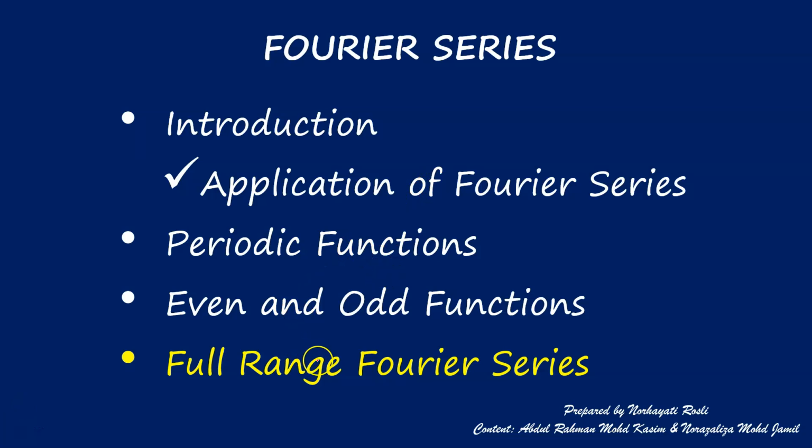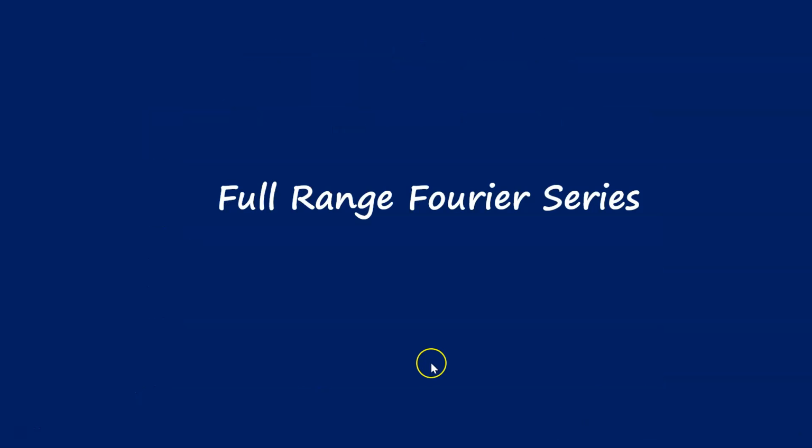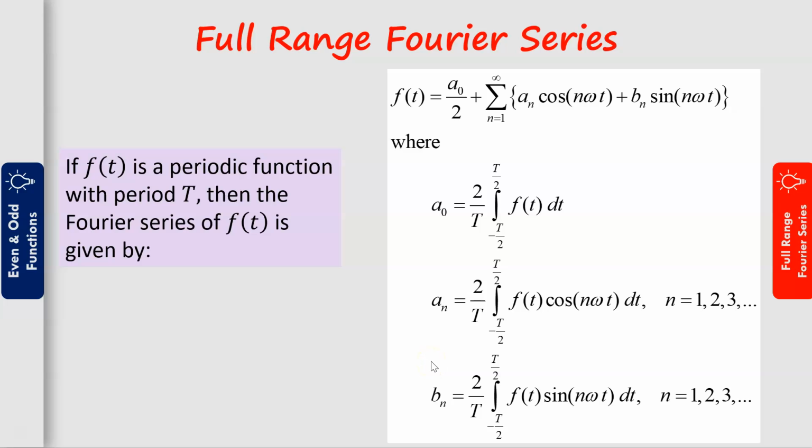So now in week 13 part 2 video, we'll go ahead to the full range Fourier series but a different example. At the end of this topic, you should be able to determine the full range Fourier series. And then let's recall back the function of the Fourier series is given by this function, where here we have A0, An, and Bn.